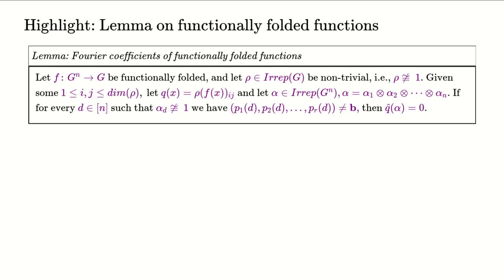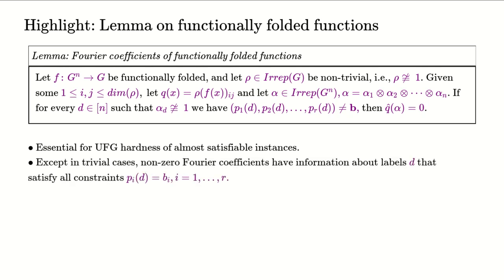If for every d between 1 and n, such that alpha d is not isomorphic to 1, we have that the vector p1 of d, p2 of d, all the way up to pr of d is not equal to b, then the alpha Fourier coefficient of q is equal to 0. This lemma is essential for showing hardness of almost satisfiable instances with universal factor graphs, and in particular the motivation for defining this possibly odd-looking q lies in the way we do our analysis.